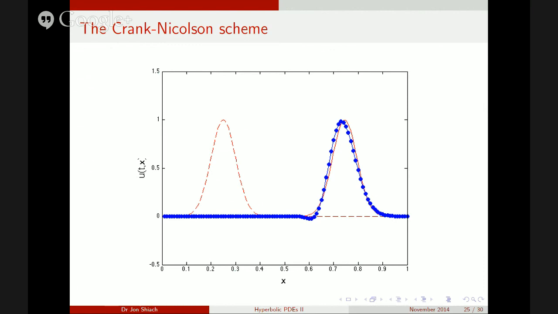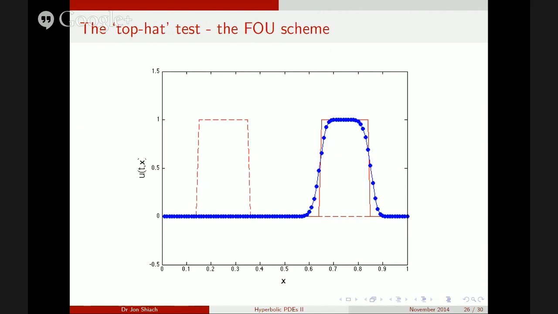Okay, so as the gradient goes up here, it's all very smooth. There's no abrupt changes in the profile. I mentioned last week hyperbolic equations. They can model discontinuities. So what I've done is I've used what we call a top hat test. And here, the initial profile has a couple of discontinuities in.